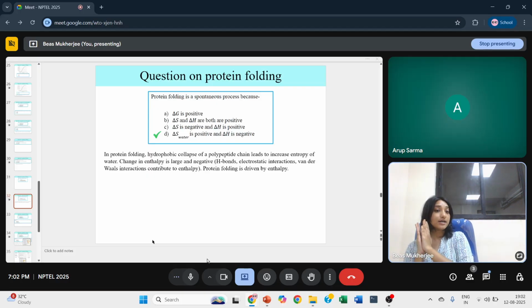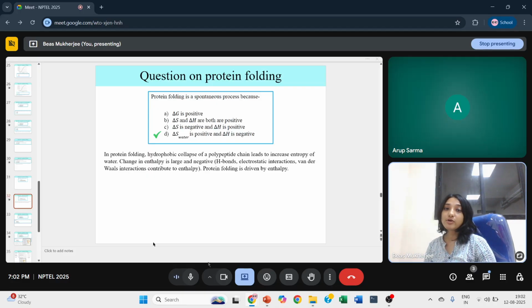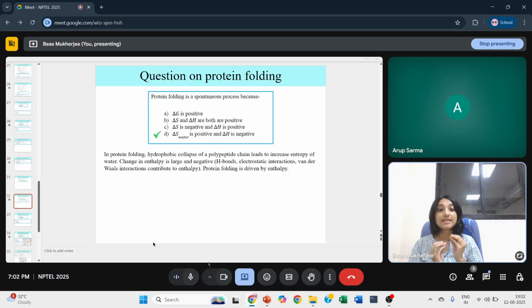Because enthalpy is negative and delta S of the water is positive, all of this makes the delta G more negative. So in protein folding, hydrophobic collapse of a polypeptide chain leads to an increased entropy of water. The overall change in enthalpy is large and negative. Why? Because hydrogen bonds, electrostatic interactions, and van der Waals interactions contribute to enthalpy, and protein folding is driven by enthalpy.